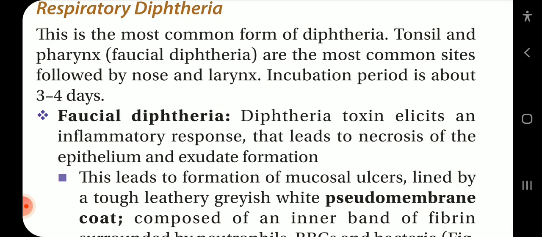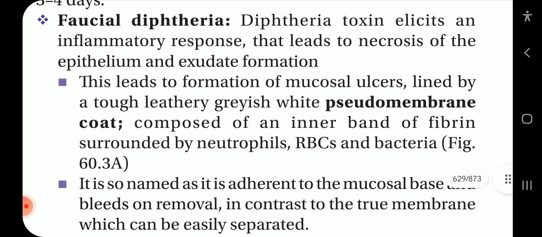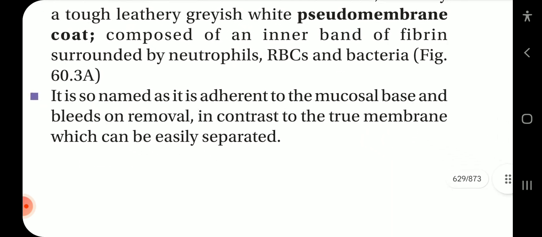Tonsil and pharynx are the most common sites of faucial diphtheria, followed by nose and larynx. Incubation period is about 3 to 4 days. Faucial diphtheria toxin elicits an inflammatory response that leads to necrosis of the epithelium and exudate formation. This leads to formation of mucosal ulcers lined by a tough, leathery, grayish-white pseudomembrane coat composed of an inner band of fibrin surrounded by neutrophils, RBCs, and bacteria.